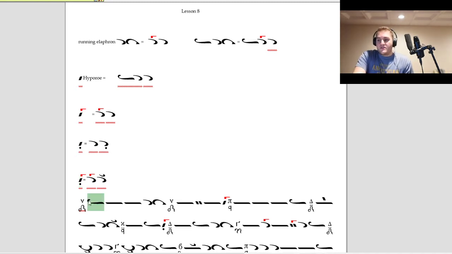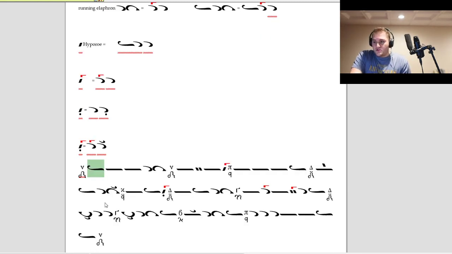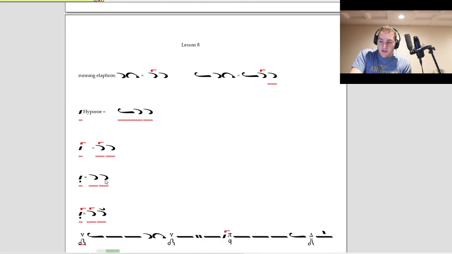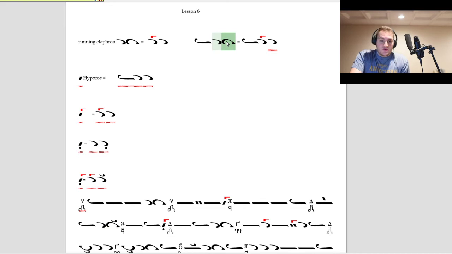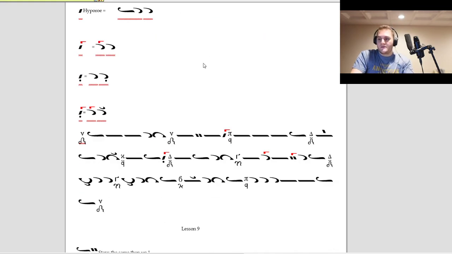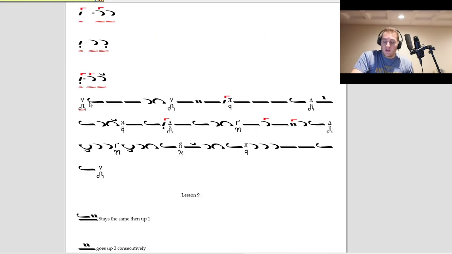So right here I have an exercise, and I just want to show you one thing. When you have an elaphron with a klasma, the last note just becomes two beats. It just becomes like this. It's the same thing with the Hyporoe. Right, so let's look here. I'm going to do each phrase partly, and I want you to repeat after me.